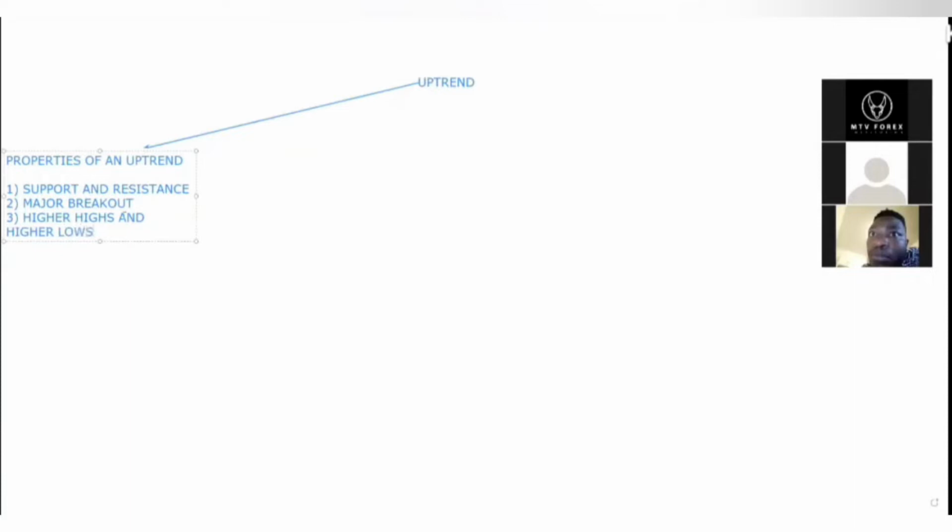And higher lows. And then an uptrend also needs to have what? An uptrend needs to have support and resistance, major breakout, higher highs and higher lows. It needs to have, let me just include the touches. And then let me check if I have numbers. I think there are a lot of properties we have in an uptrend.